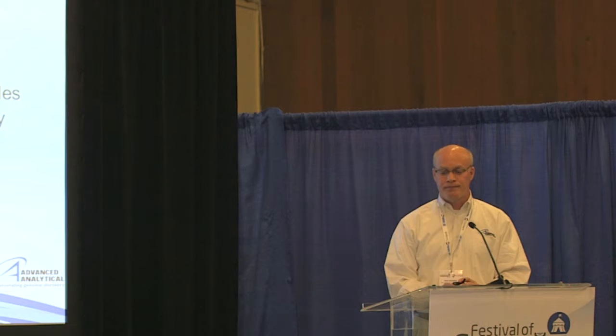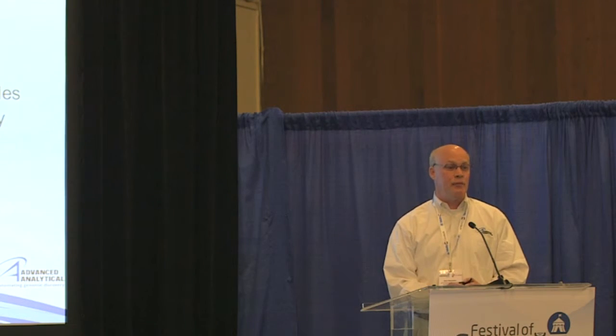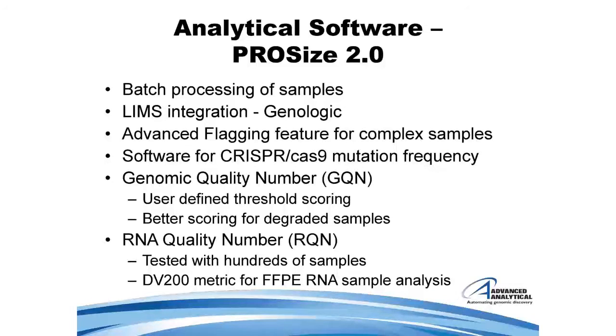Our genomic quality number is a user-defined threshold that allows the users to define what is good quality DNA. This way, a different threshold can be set depending on what type of samples they're working with. Think of formalin-fixed DNA compared to whole genomic DNA from fresh tissue. Big difference in the sizes. And lastly, our RNA quality number has been tested and retested with hundreds of RNA samples, and it matches very well to the legacy method.